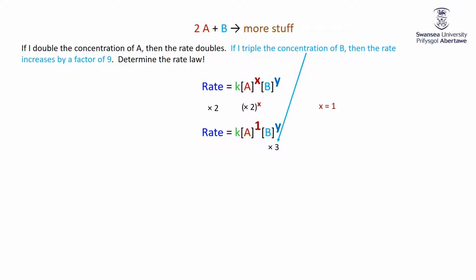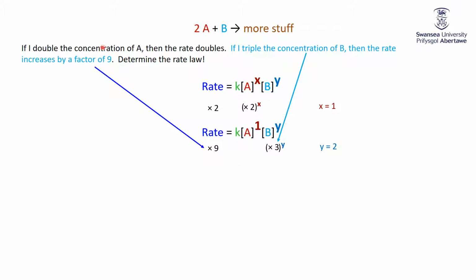What I'm told is that when I triple B, the rate increases by 9. Whatever I do to the concentration of B is going to do to the rate to the power of Y. And in this case, we know that the rate increased by a factor of 9 when B increased by a factor of 3. So how do I raise 3 to a power to get 9? I square it. So Y is 2.